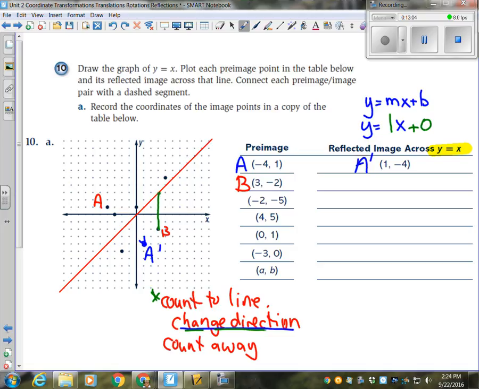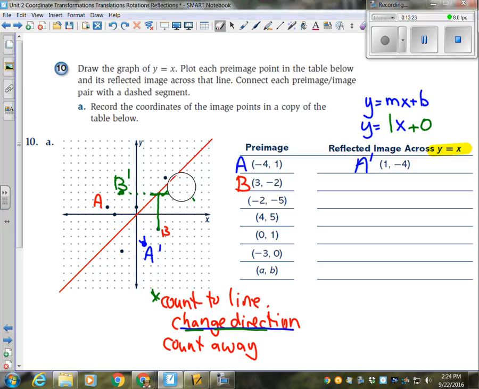Remember, I counted up 5 units. Now it says change direction. So now I got to go left or right. Obviously, I can't go right because that's not on the other side. Count away from the line. So I'm going to count away 5 units. I counted up 5 units. Now I'm going to count away 5 units. 1, 2, 3, 4, 5. This should be B prime.